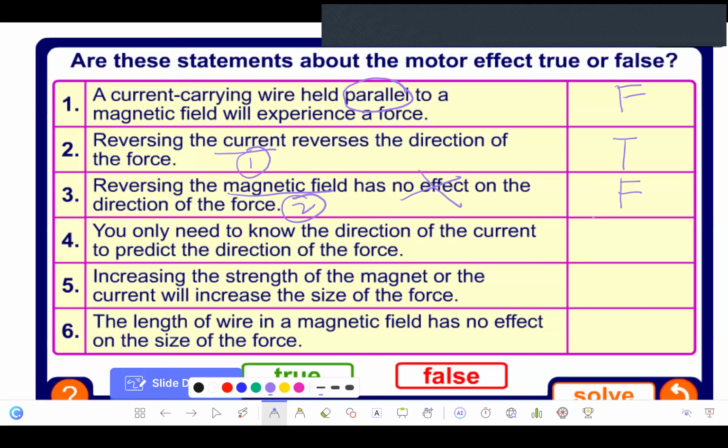So it's false. You will only need to know the direction of the current to predict the direction of the force. This is false. I need current plus magnetic field. I need two things in order to determine the force, current and magnetic field. That's why it's the father, mother, child, three fingers. Increasing the strength of the magnet or the current will increase the size of the force. This is true. Or increasing the length of the wire. Oh, this one is not in your syllabus, so I will skip this.